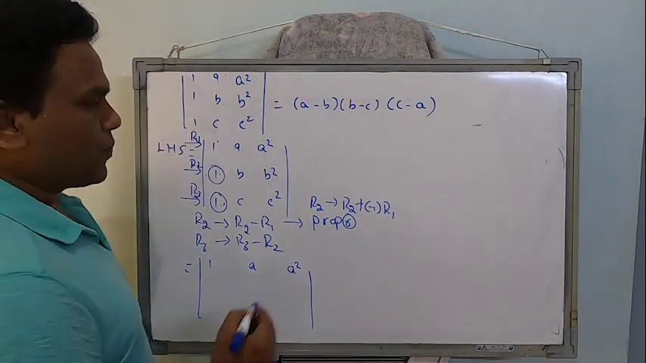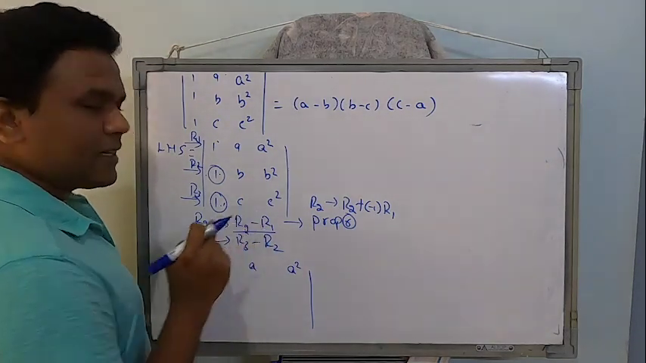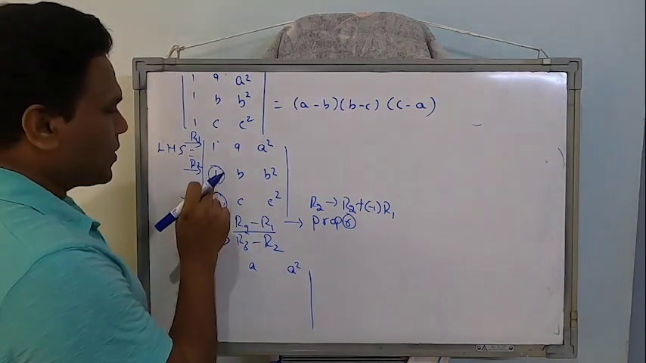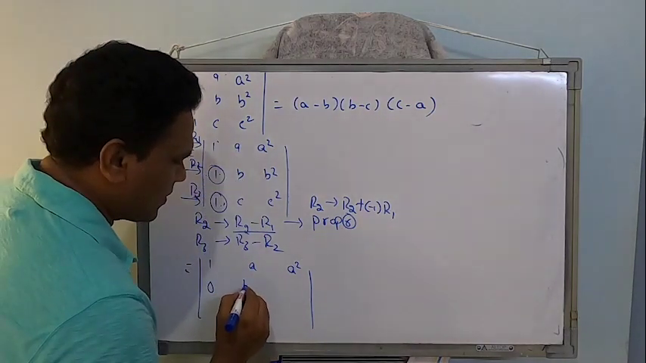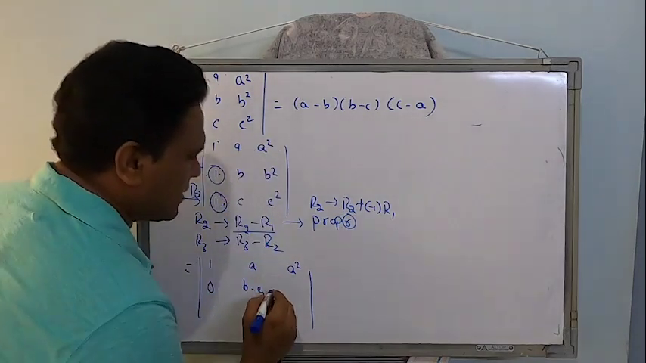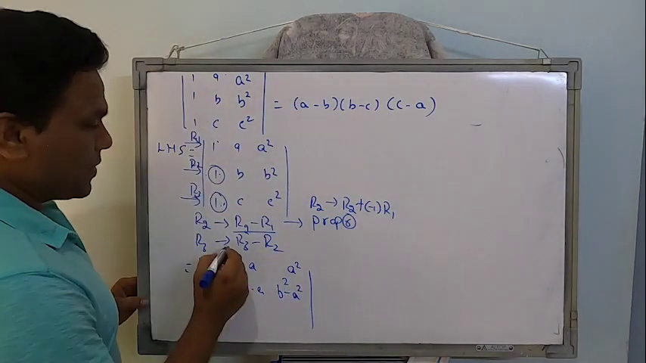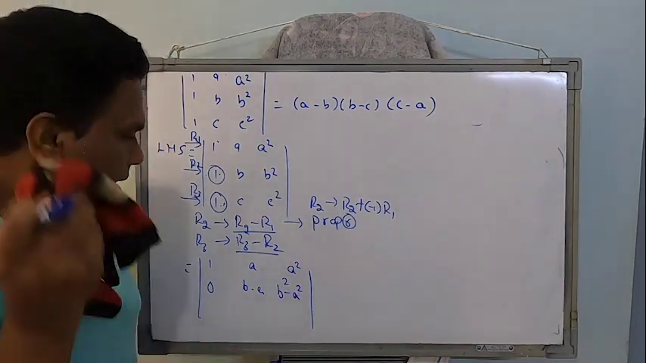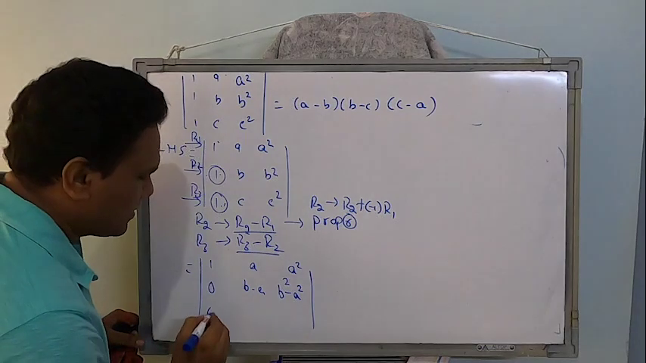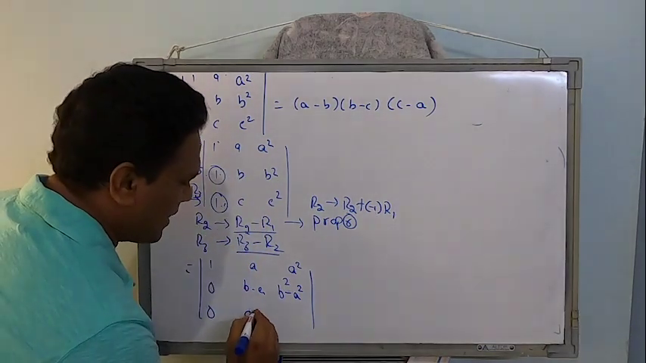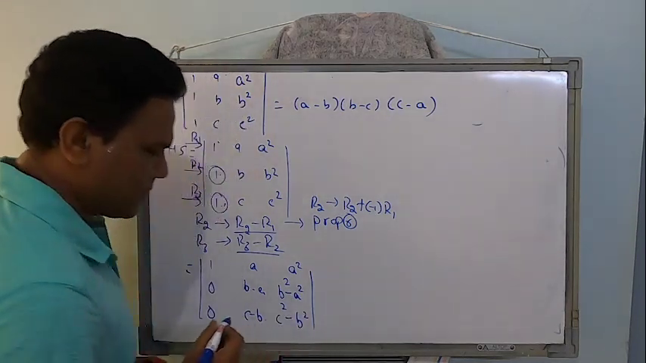Now let's come to the second row. Each element of the second row is written as second row element minus first row element. Now 1 minus 1 is 0, b minus a, and the next one b square minus a square. Now the next, R3. R3 is written as R3 minus R2. So 1 minus 1 is 0, c minus b, written as it is. The next element is c square minus b square.